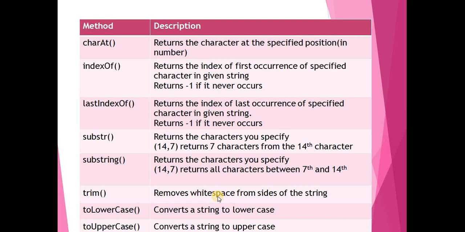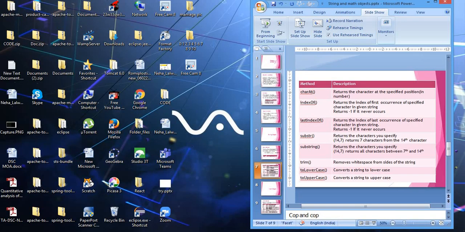White space means blank spaces. If there are any extra blank spaces in the string, trim is going to remove all of them. To lowercase converts the string to lowercase. To uppercase, it is going to convert the string to uppercase. So let's quickly see this example here.